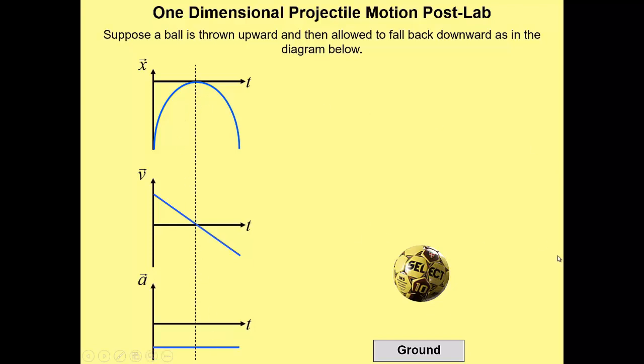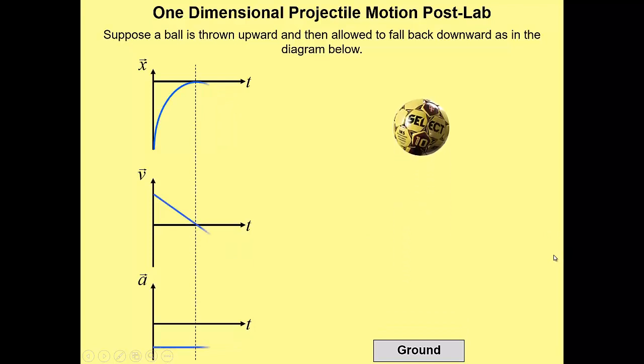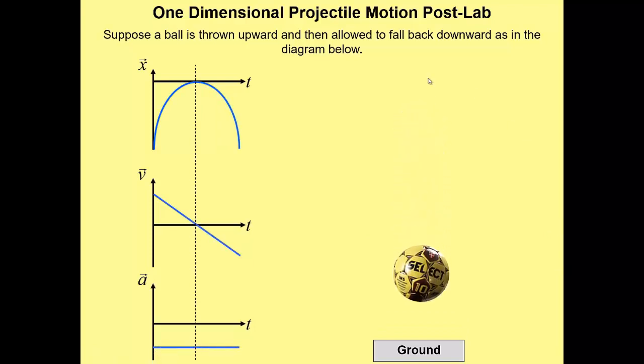And let's watch that one more time. Here we go. Note here that the dotted line represents the highest point, right, that it moves. And so you can kind of see the symmetry on either side. And down here.